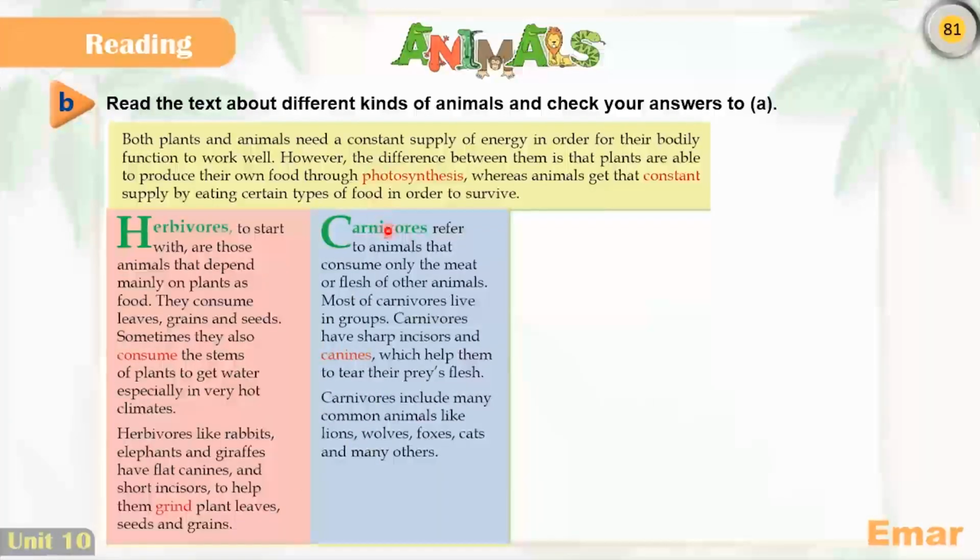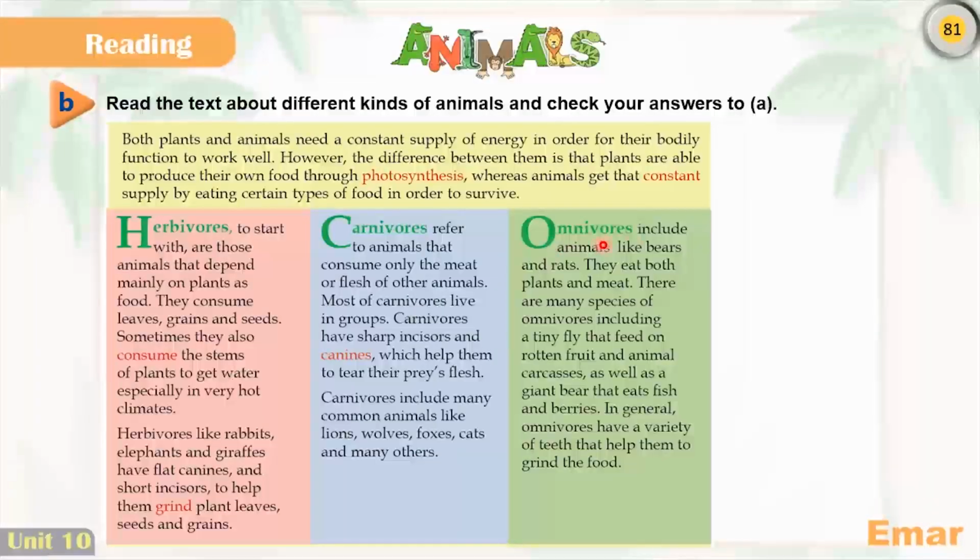Carnivores refer to animals that consume only the meat or flesh of other animals. Most carnivores live in groups. Carnivores have sharp incisors and canines, which help them to tear their prey's flesh. Carnivores include many common animals like lions, wolves, foxes, cats, and many others.